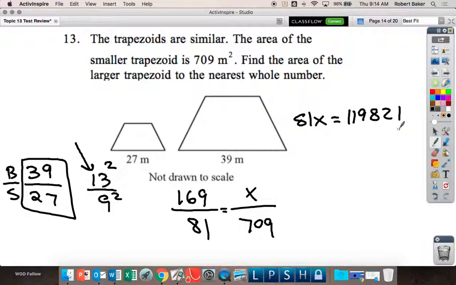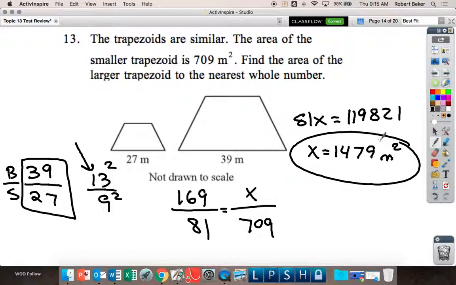Equals a big old number like that. Divide both sides by 81. Nearest whole number would be 1,479. Cross multiply and solve. So you change your scale factor to do an association or a proportion for areas, and you cross multiply and solve.